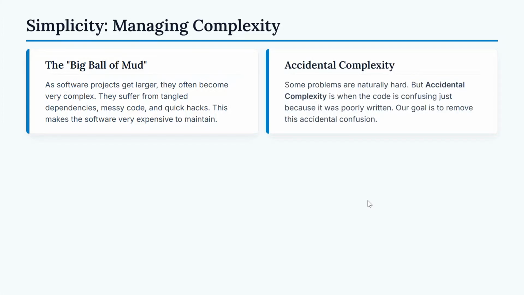There are two types of difficulty in coding. Sometimes a math problem is naturally hard, but other times, the code is only hard to read because the original programmer wrote it poorly. We call this accidental complexity. Our goal as engineers is to completely remove accidental complexity.